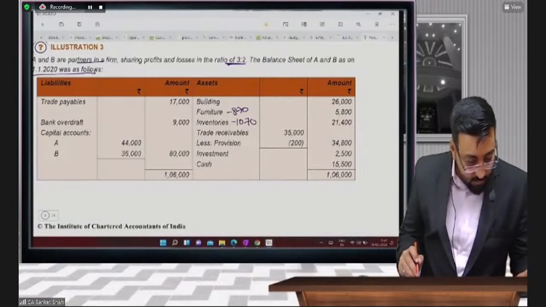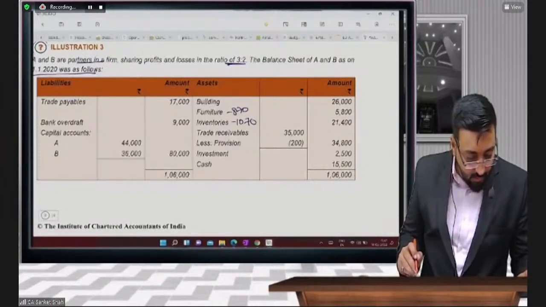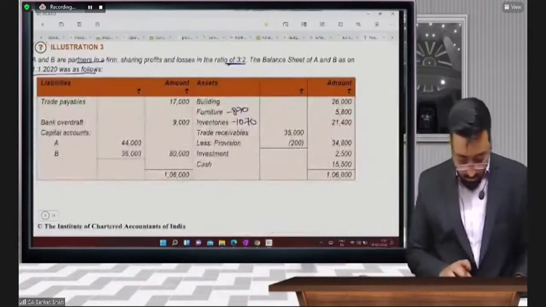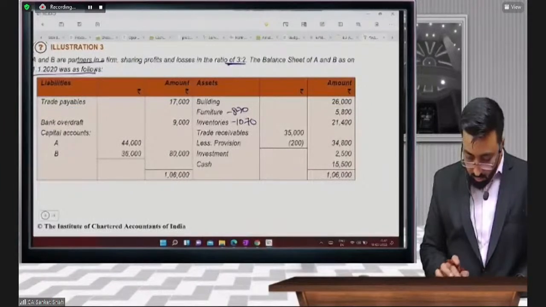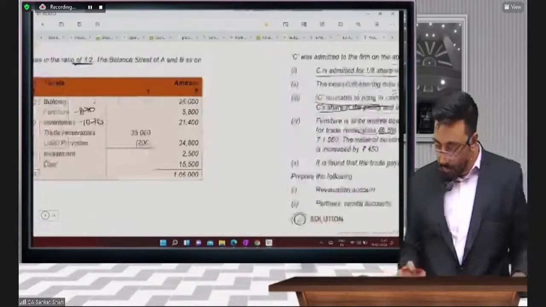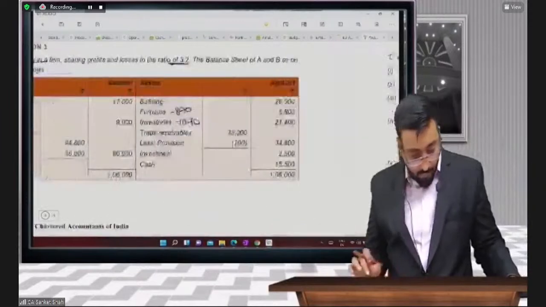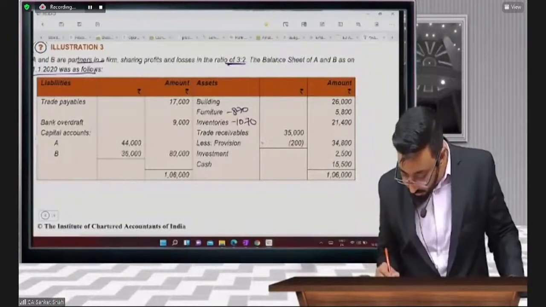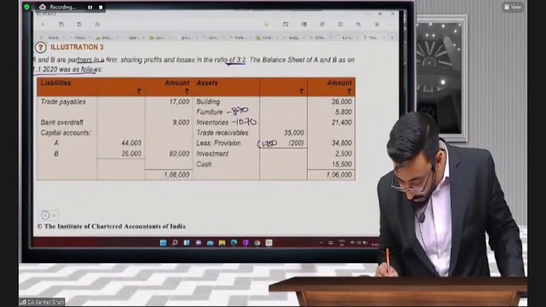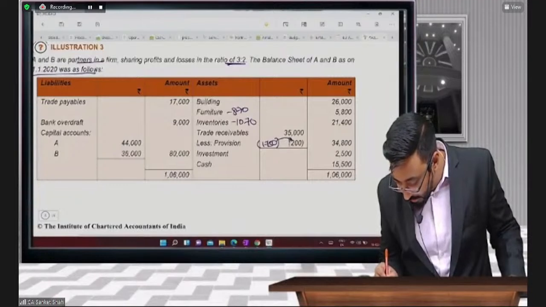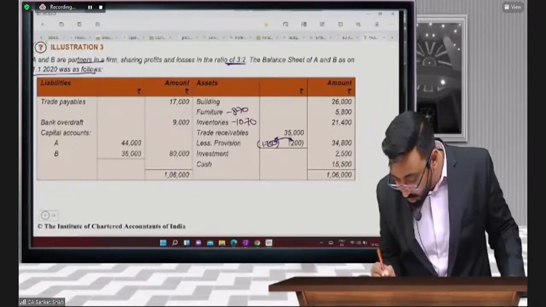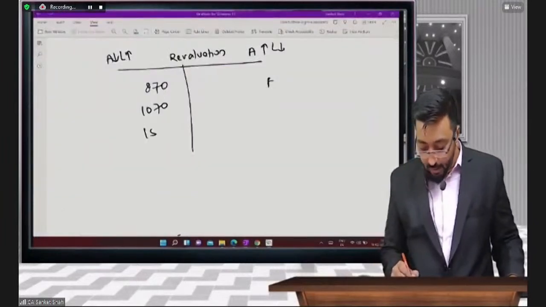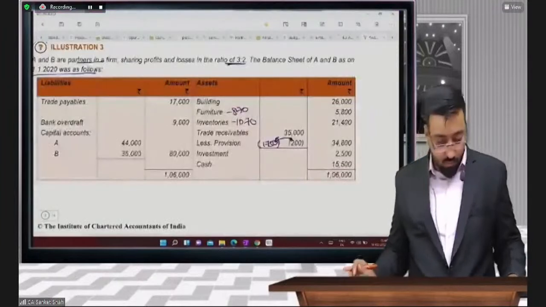Okay, sir. How much? 5%, na? What happened, beta? 35,000 into 5%, 1750 you want, na? So 1750 is the total provision. So it is increased from 200 to 1750. So beta, you have to increase your provision by 1550, beta. You have to increase.